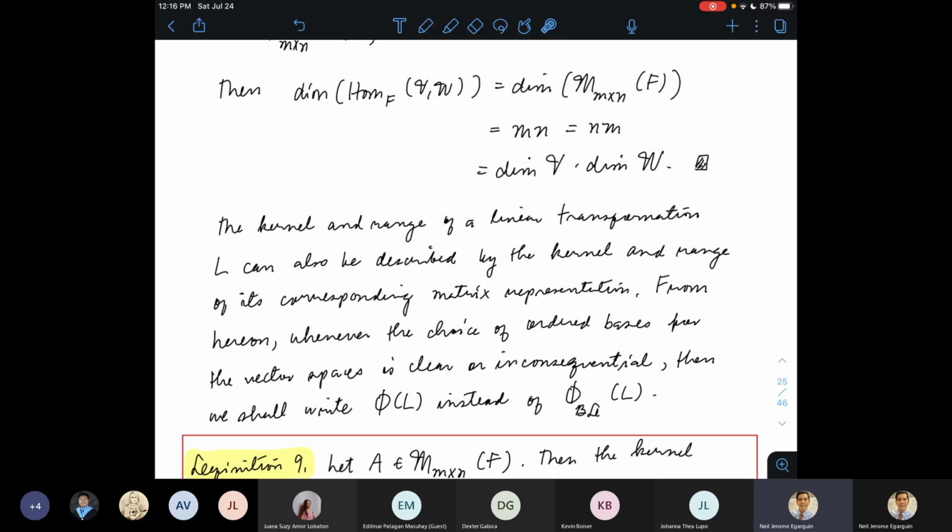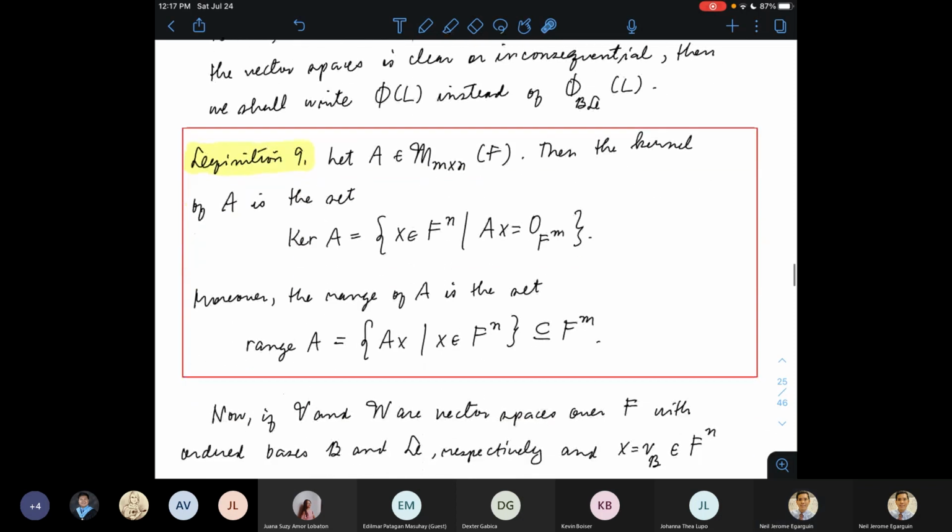Okay. So since we'll be targeting the analog property for the rank and the nullity, let's look at the kernel and the range of a linear transformation and how it relates to the kernel and the range of a matrix. Okay. Definition 9 simply defines the kernel of a matrix.